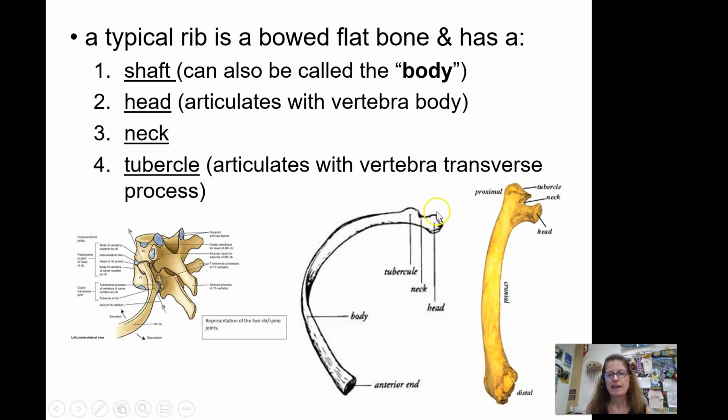The head of the rib is the part that's touching the body of the vertebra. There's going to be a neck because it's a little skinnier, so it's kind of like you have a bulgy head, skinny little neck, and then you're going to have that bump, the tubercle, the part that's actually going to articulate or join up with, right over here, the transverse process. So you can see how the head of the rib is touching the body of the vertebra there.